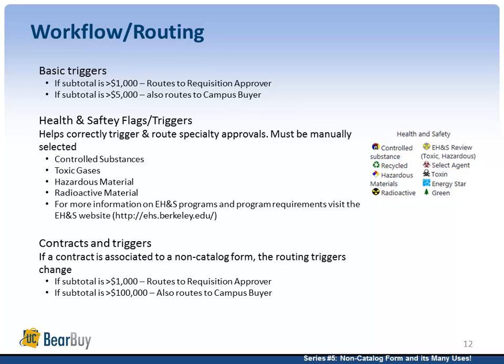Other workflow and triggers associated to the non-catalog form are contracts and their triggers. So if a contract is associated to a non-catalog form, the routing triggers change. If the subtotal is greater than $1,000, the cart will still route to the requisition approver for review and approval. If the subtotal is greater than $100,000, that's when the cart will also route to a campus buyer to review and approve. This varies from the basic trigger, since now the dollar value associated to requiring a buyer review is no longer $5,000, but instead $100,000.